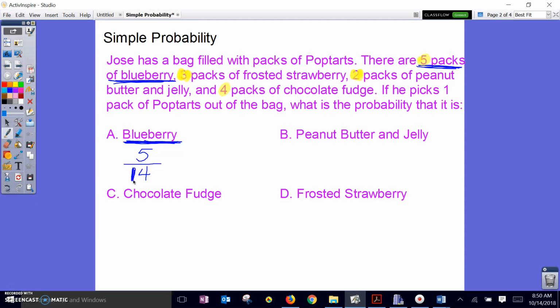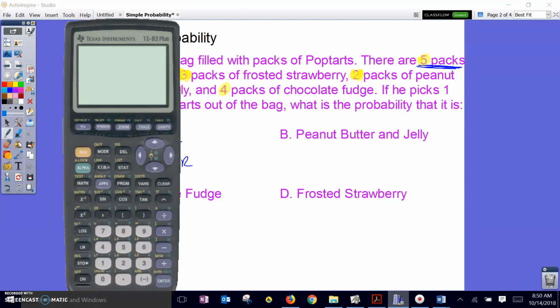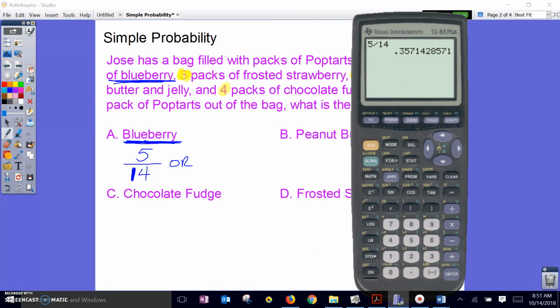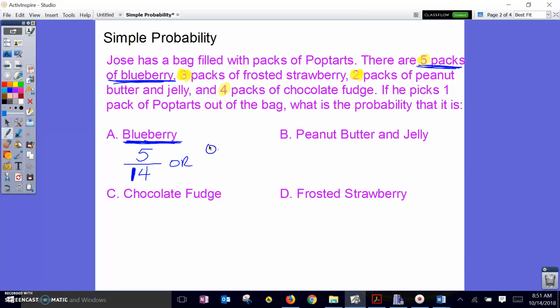So the probability that he picks out a blueberry pack is 5 in 14. Now, I could also write this as a decimal or as a percent. 5 over 14 gives me that as a decimal: 0.357. Or we could write it as a percent, and to get the percent, we just shift the decimal point over 2 places to the right from our decimal value. And so the probability of a blueberry is 35.7%.